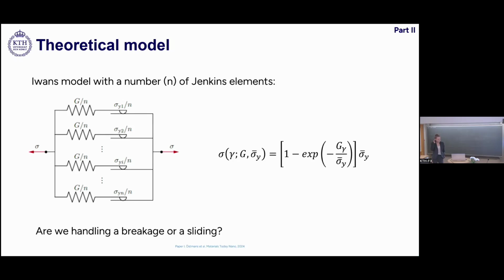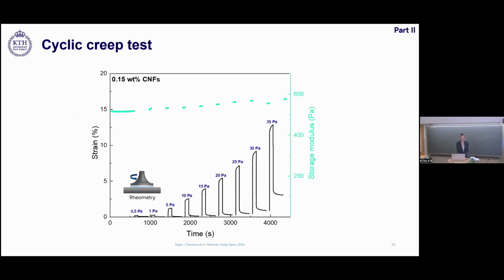But still, one question remains, because in this model we're assuming that the deformation mechanism is that the fibril contact points are sliding upon deformation. So to test this, we did a cyclic creep test, but with an intermediate time sweep in order to see how the storage modulus evolves after loading and unloading the sample. As you can see here, the storage modulus remains quite constant after loading and unloading the sample, which is an indication that our fibrils are sliding upon an applied stress, and once the stress is released, the contact points can reform.